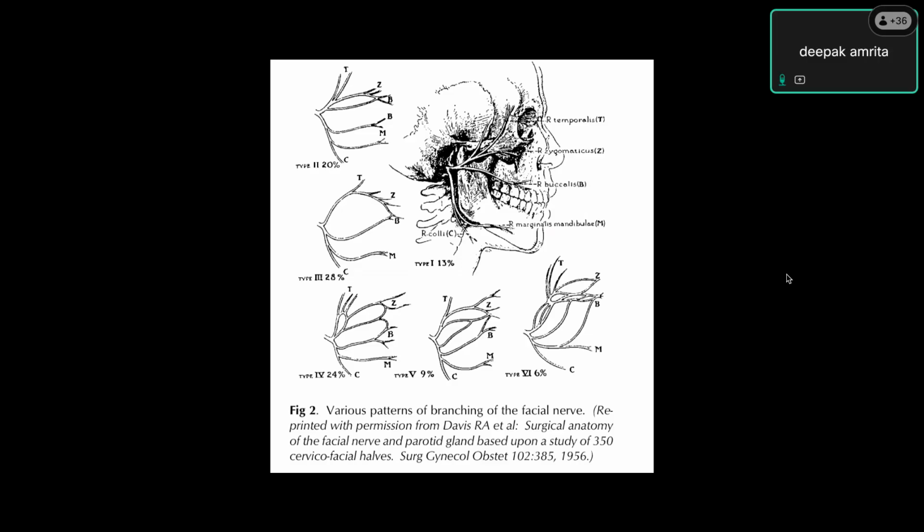And if you look at type 4, there's a lot of interconnections between the buccal branches as well as the eye branches. So these patients generally, even with sectioning of one of the nerves, because of the cross innervation, tend to do better than other people. But the commonest type is type 3, which is about 28%.